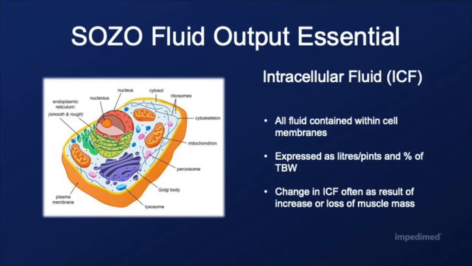as well as intracellular fluid, so everything inside your cells. Again, litres, pints, or percentage, depending on what you're trying to deliver to the patient as the message. Often changes in intracellular fluid are a result of an increase or decrease in some muscle mass. Because muscle is a metabolically active tissue, intracellular fluid is a big component of that. So you will see some changes if muscle mass has increased or decreased.